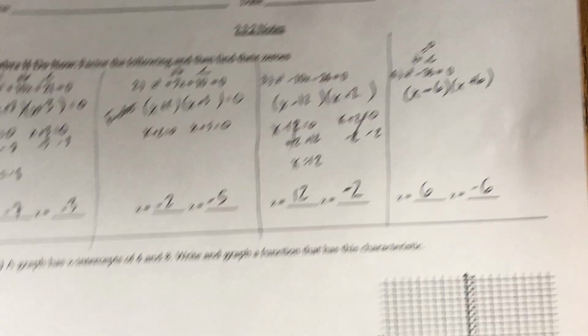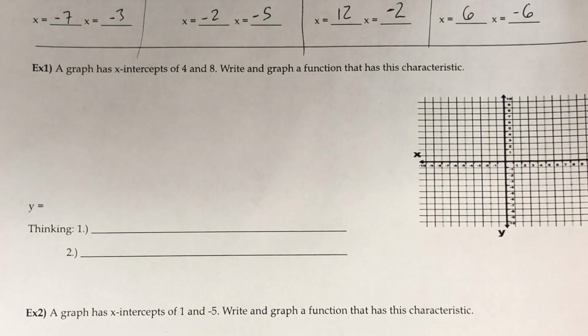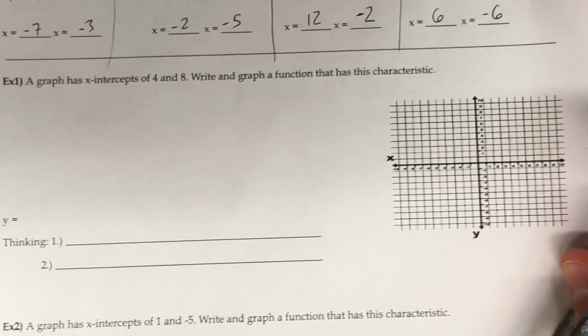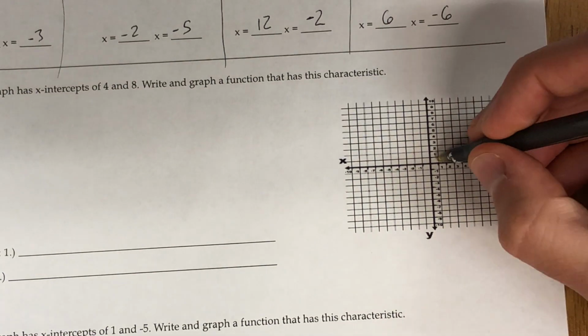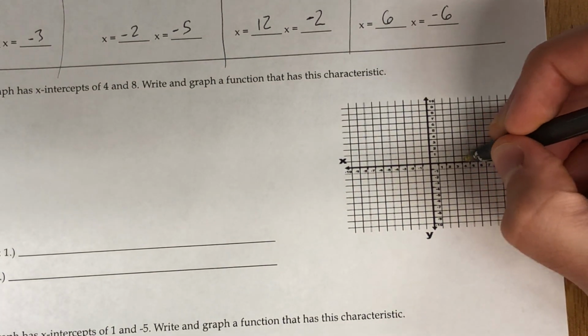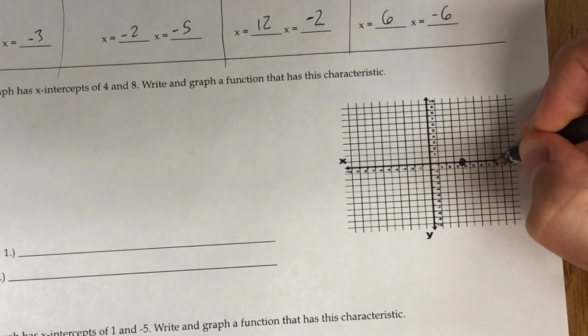Okay. All right, on to our new target. So let's read the question first. A graph has x-intercepts of 4 and 8. Write and graph a function that has this characteristic. So we know this graph has x-intercepts at 4 and 8. So if I want to graph, I have x-intercepts at 4 and 8.